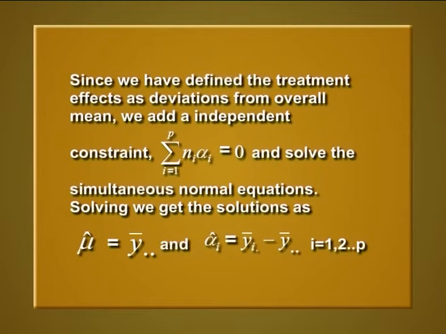Since we have defined the treatment effects as the deviation from the overall mean, we add an independent constraint, summation i equals 1 to p, n_i alpha_i equals 0, and solve the simultaneous normal equations. Solving these p plus 1 normal equations, we get the solutions as mu hat equals y bar dot dot, and alpha_i hat equals y bar i dot minus y bar dot dot, for i equals 1 to p.